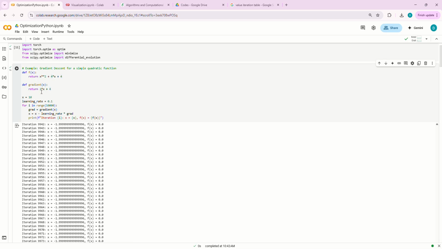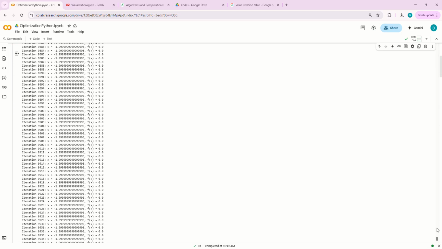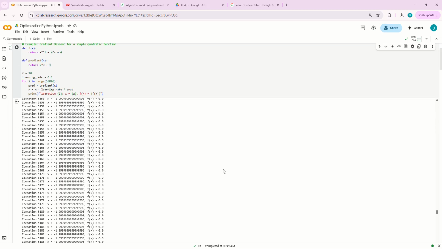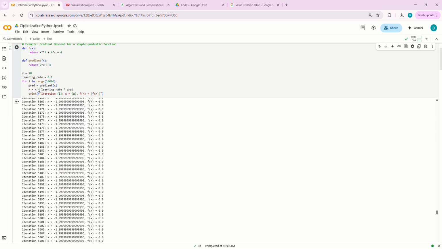So if you remember from calculus, we can just set negative 4 equals 2x, which is negative 2. So we're optimizing this numerically rather than analytically. So x minus the learning rate times the grad.